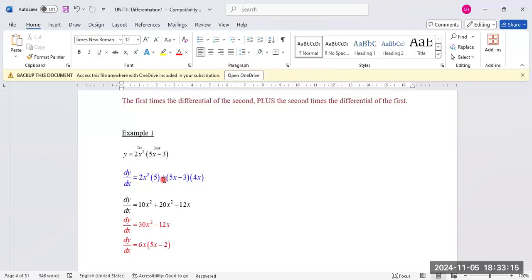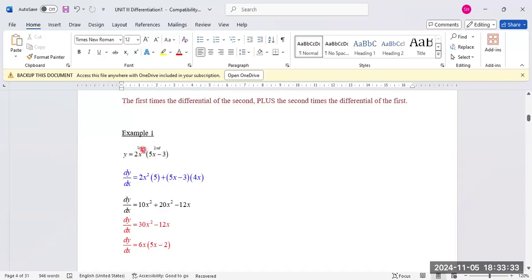So it's plus the second. When we call first and second, we write them back. Plus the second, we write back 5x minus 3. See it right here. Then differentiate the first. I forgot to differentiate that piece here, the 2x squared.